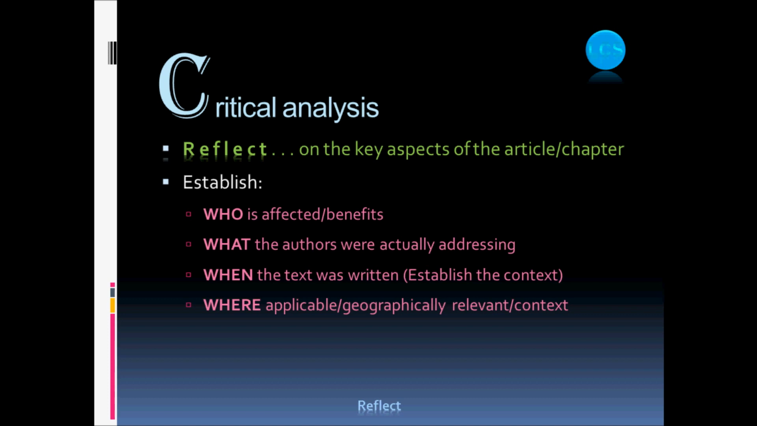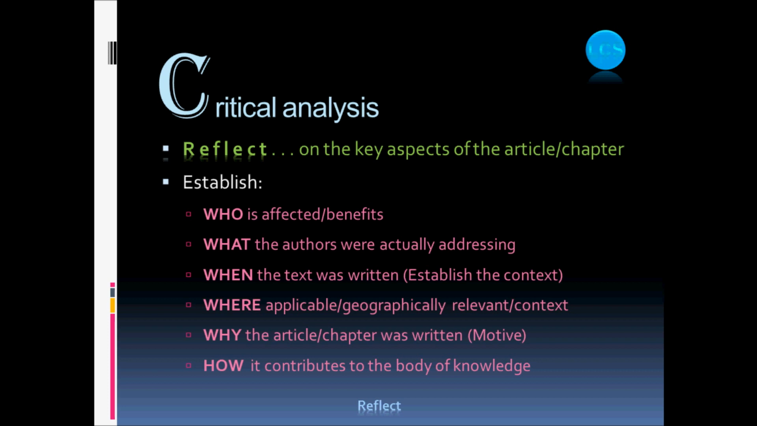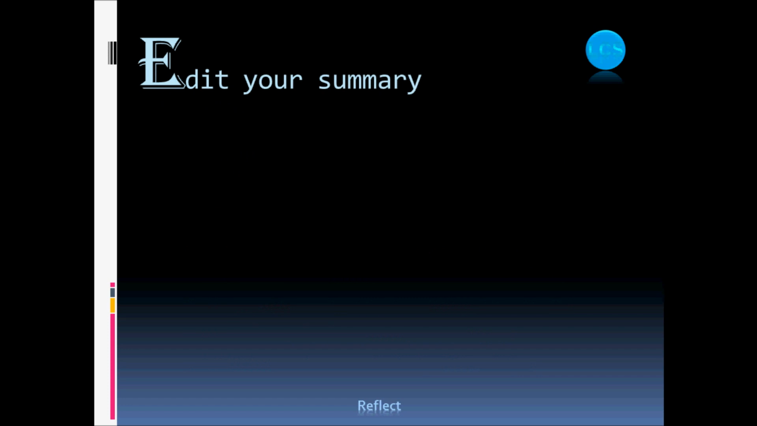Where does this article apply to? What is the geographic relevance? What is the context? What is the culture within which it was constructed? Very importantly, try to establish why the author actually wrote the article or chapter in the first place. What was the motivation behind the writing of that particular piece of work? And then lastly, how this contributes to the body of knowledge, and in particular the knowledge aspects that you are addressing. You next need to edit your summary, and this is a vital step in the process.